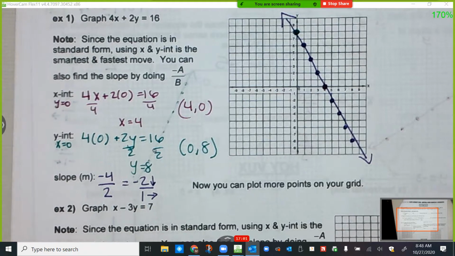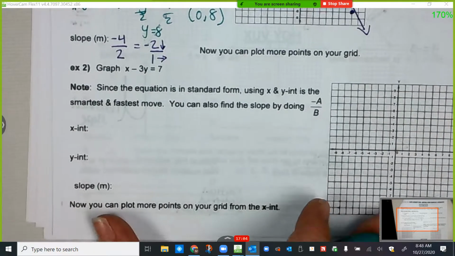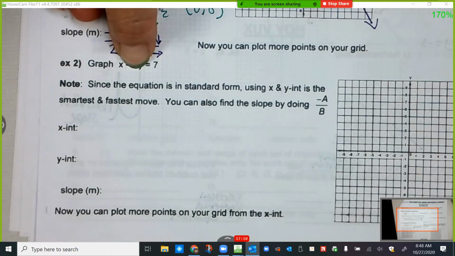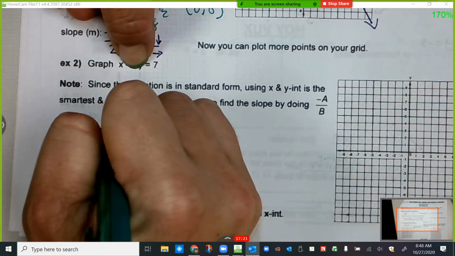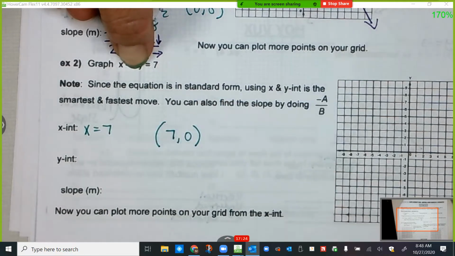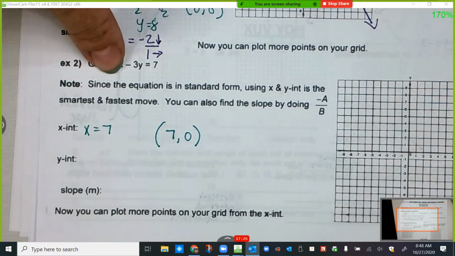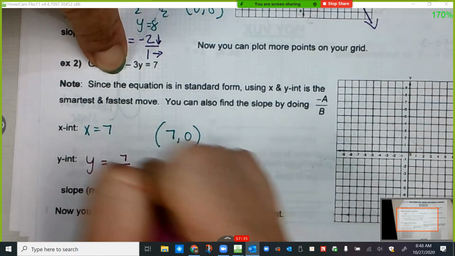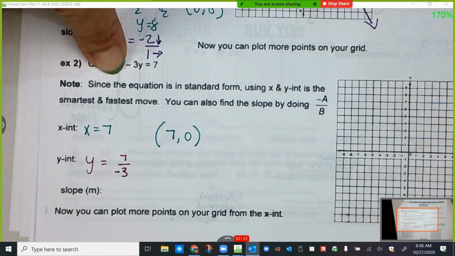Okay, so knowing this, if I want to solve for my x-intercept and cover up y, what does that tell me right away? Do I even have to solve? What does it say? x equals 7. So that gives me the point (7, 0). Now, when I cover up x, what would I do here to solve for y? Divide by negative 3, and I'd get 7 over negative 3. Is that a pretty point that I can even plot? No, so it doesn't really even help me.